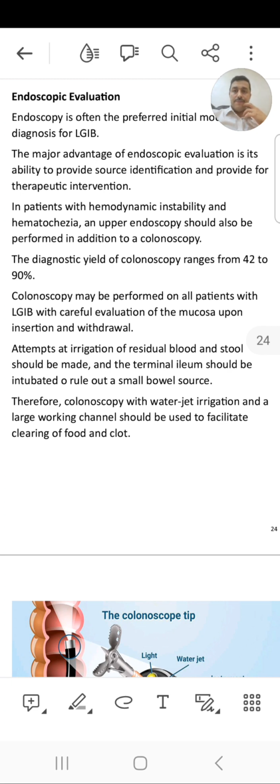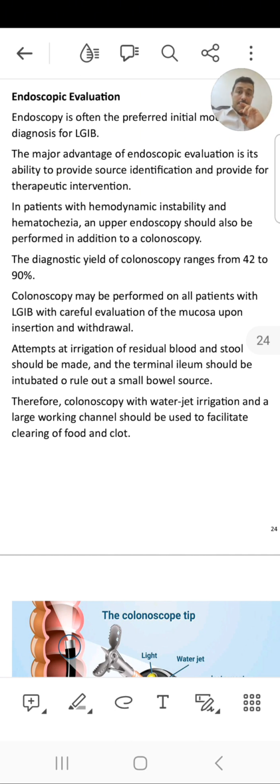catheter-based angiography. Regarding the endoscopic evaluation, it's actually preferred as an initial step. We have to remember that the role of upper GI endoscopy is important, as 15% of lower GI bleeding have an upper GI source. So we have to make clearance by upper endoscope.